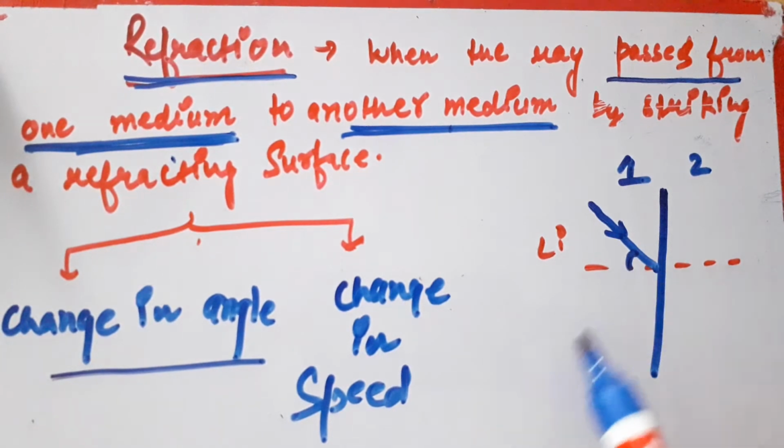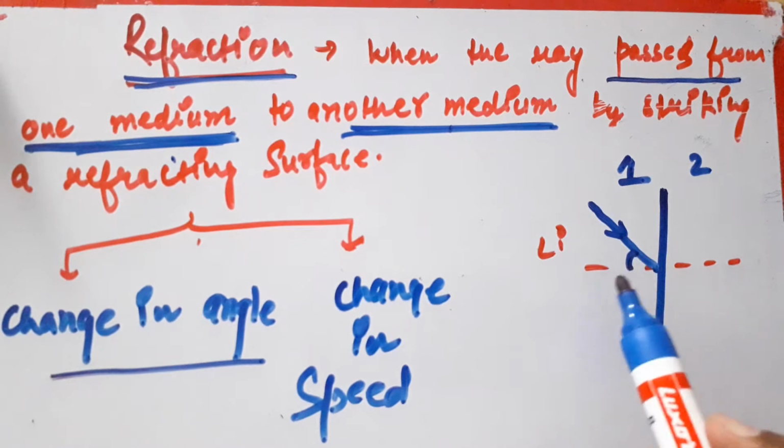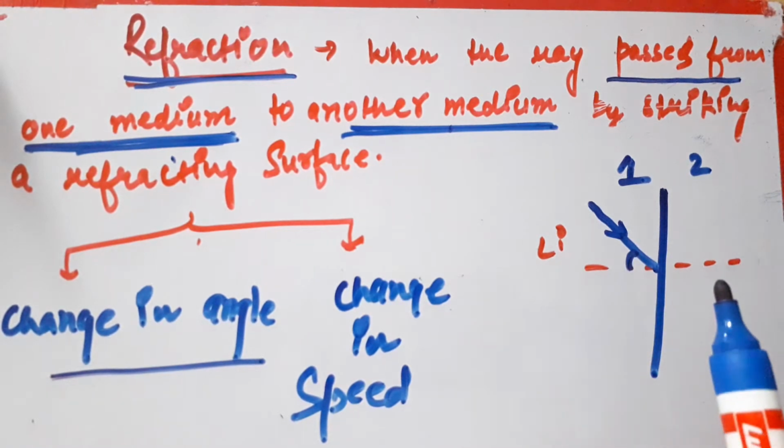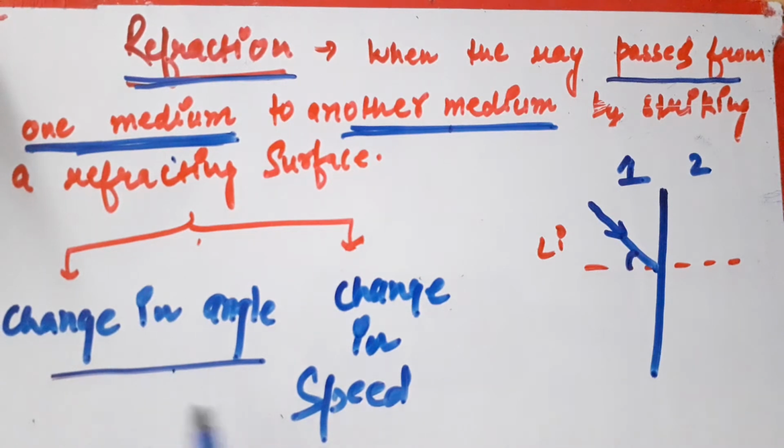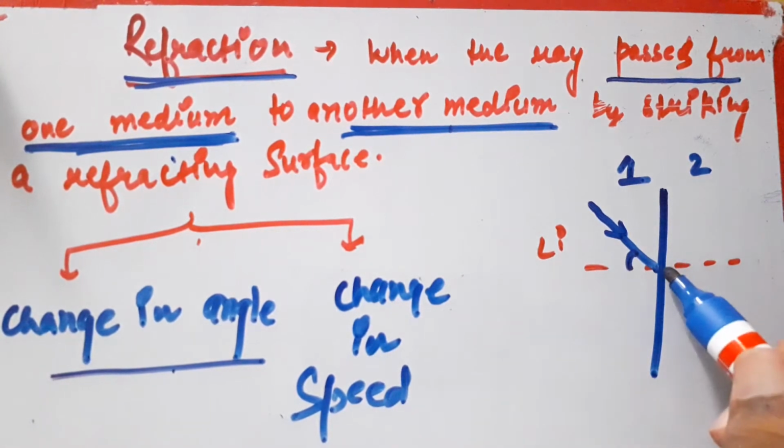In the case of reflection, it bounces back. But in the case of refraction, it will not bounce back. The light will go into another medium. And while going into another medium, there will be a change in angle and a change in speed. How this angle is changed and how this speed is changed, we'll discuss. But this will be changed. So this is how we can assume this.